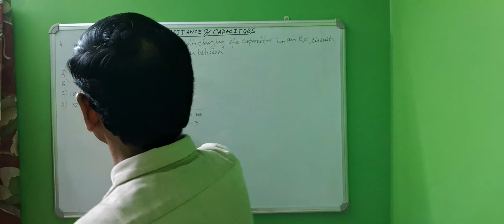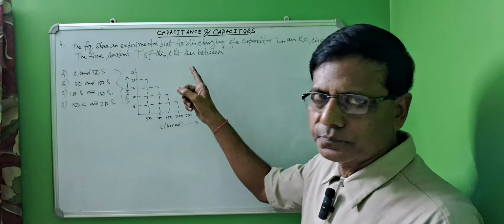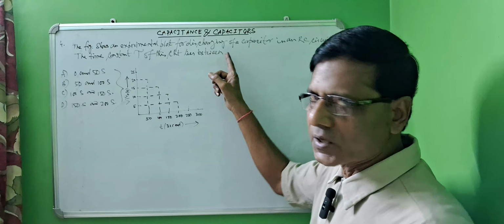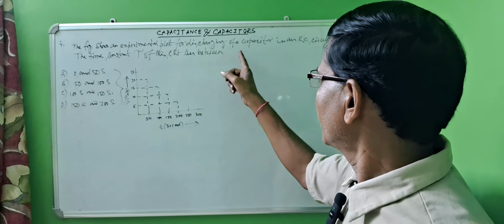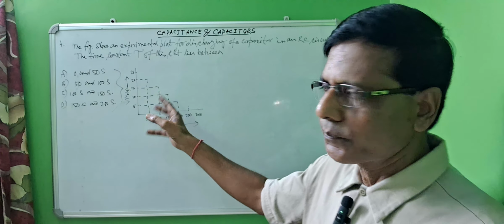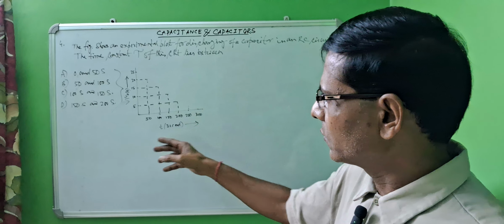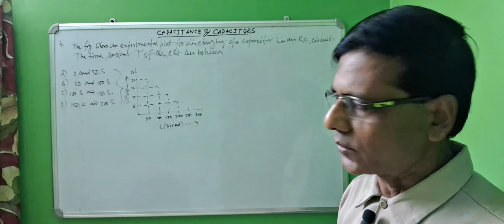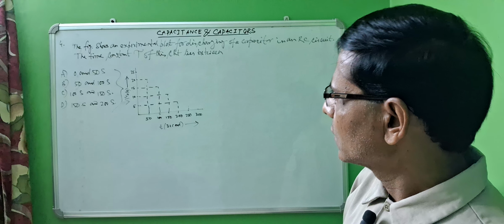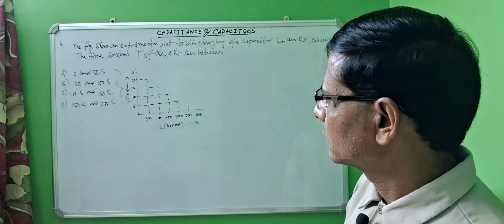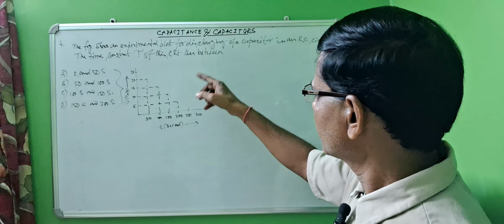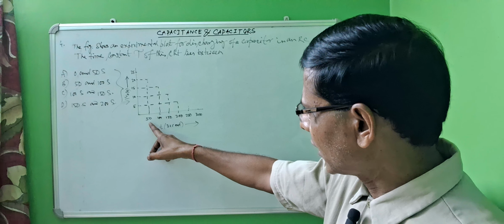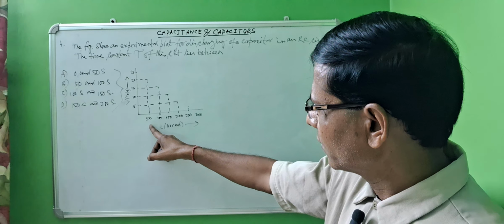The figure shows an experimental plot for discharging of a capacitor. This is a plot figure given where these are the y-axis and these are the x-axis as shown in the figure. This one is a figure given for discharging.